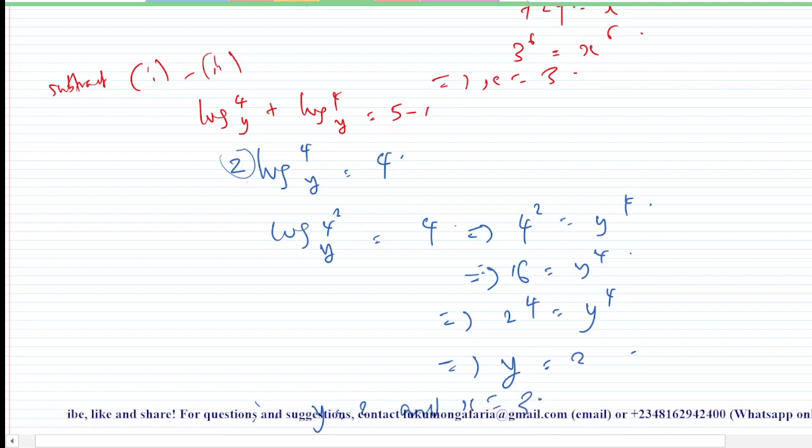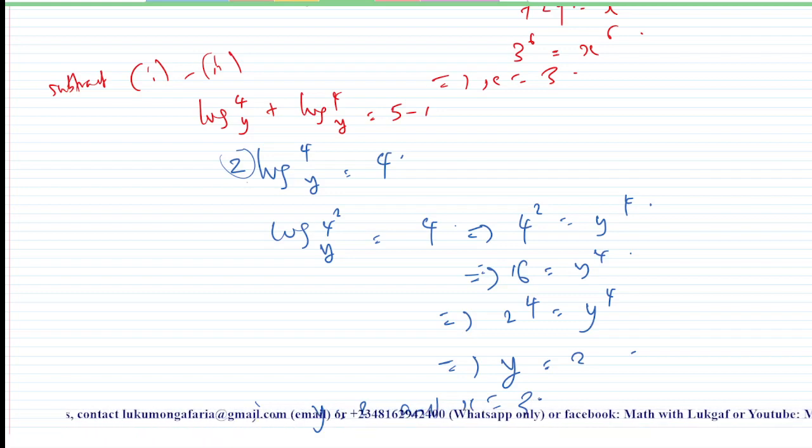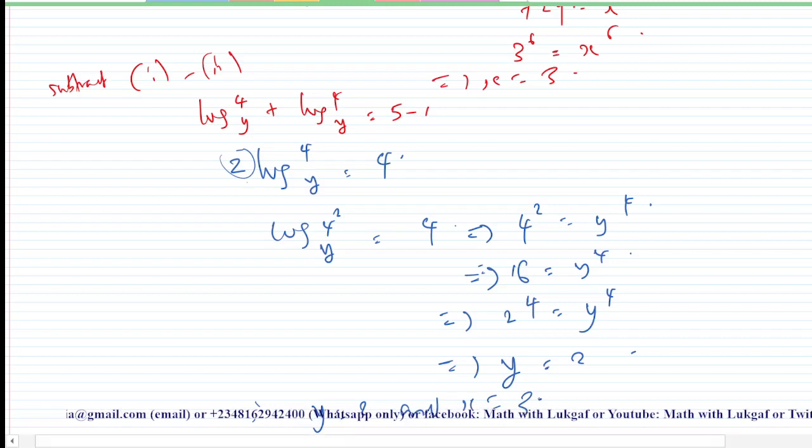You can see we applied some of the laws of logarithm, and this is how you are going to be applying them in questions.